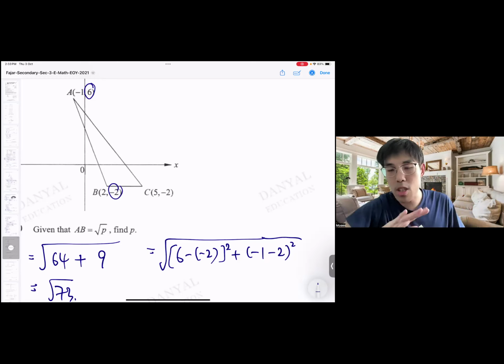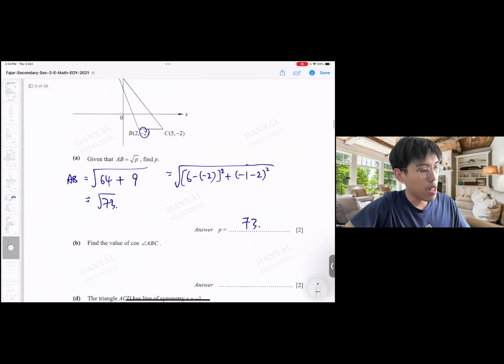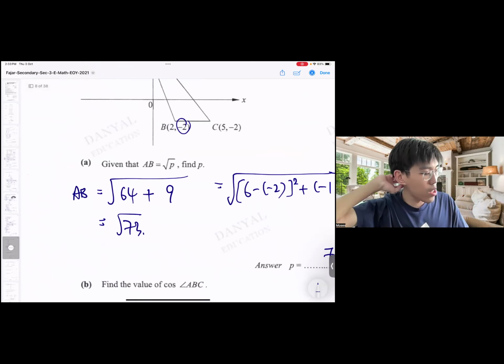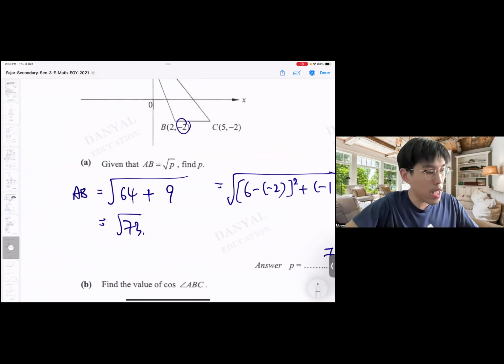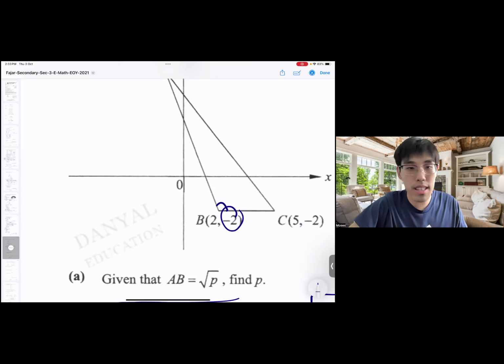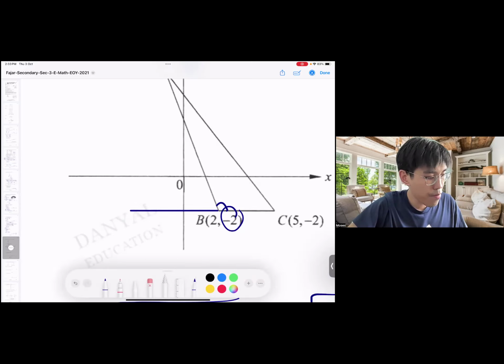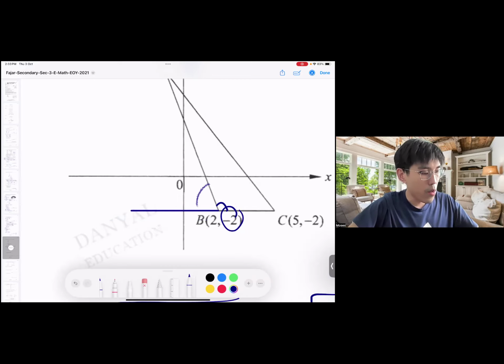Number one, really memorize your squares and cubes. This one won't go wrong. Okay, next, find the value of cosine ABC. Cosine ABC is here, but you see that this is an acute angle. No, this is an obtuse angle. So technically, we must understand how does it relate to its acute angle, which is over here. Which is here. We need to find this angle.